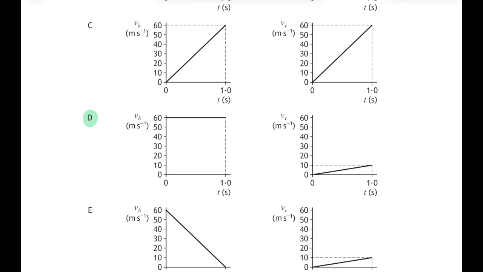The acceleration downwards is going to be 9.8 meters per second squared. So if we're looking at it over 1 second, it's going to reach a velocity of just less than 10 meters per second after 1 second. So that corresponds to the two graphs for answer D.